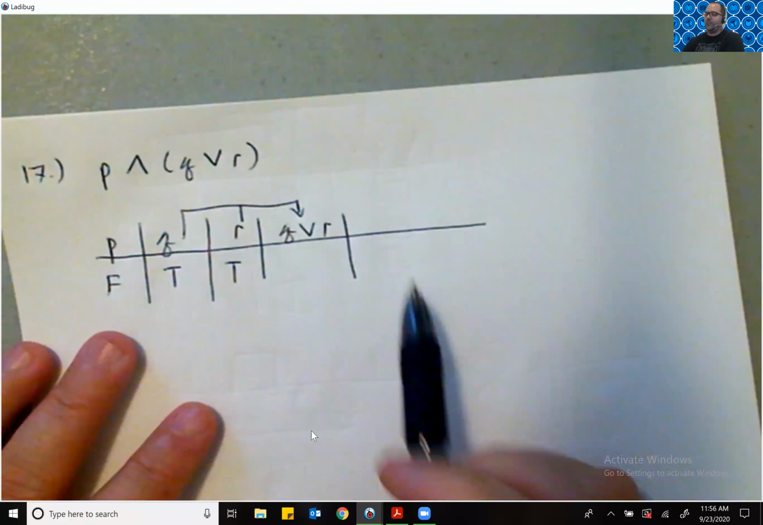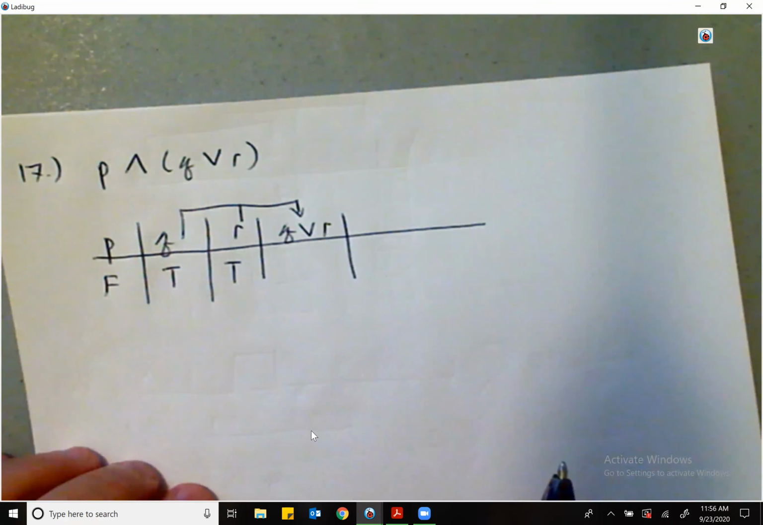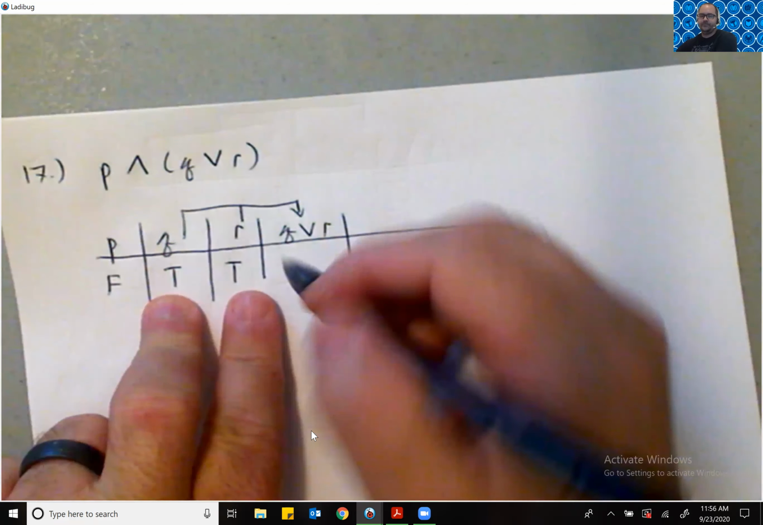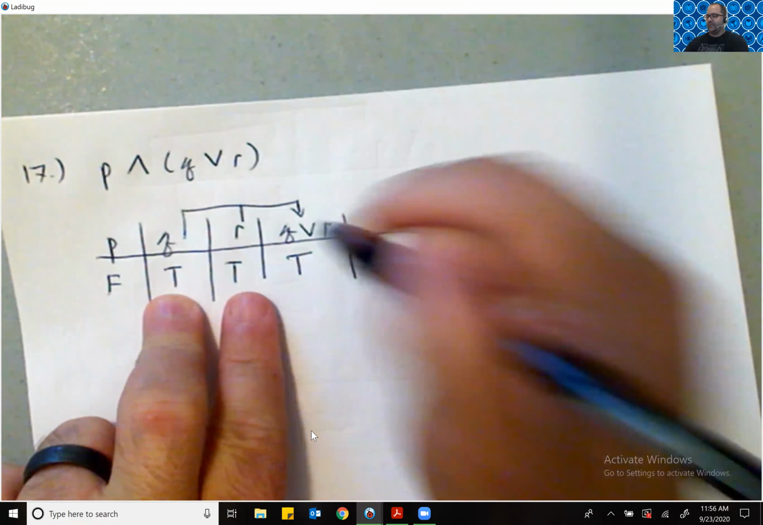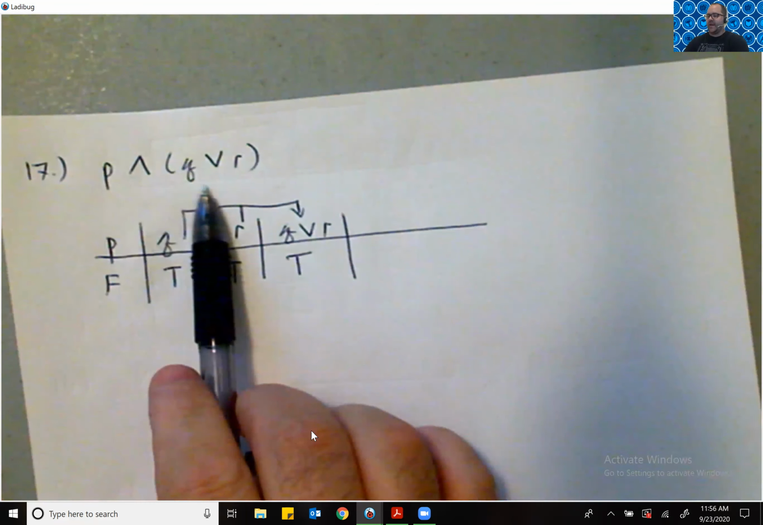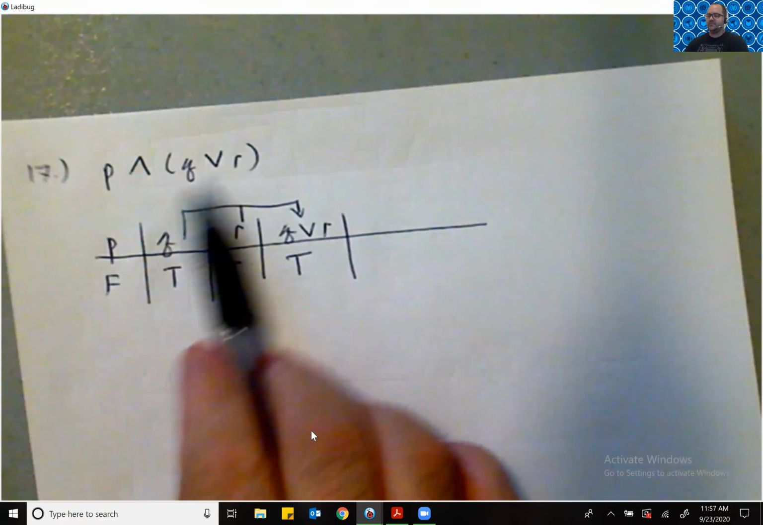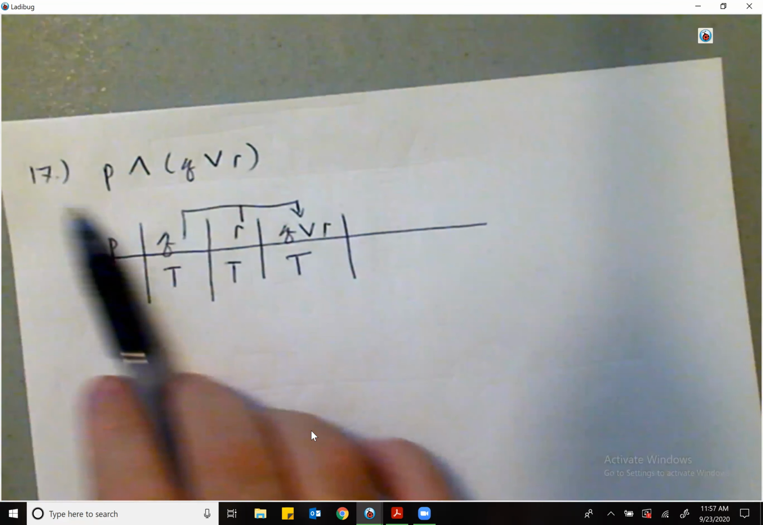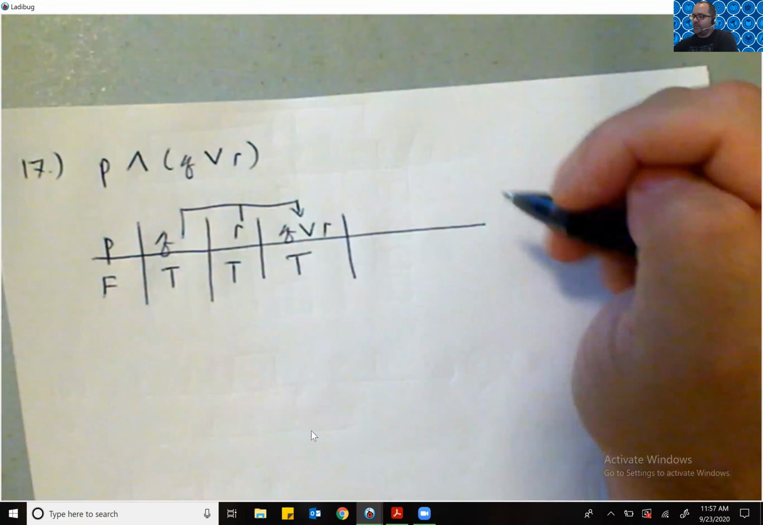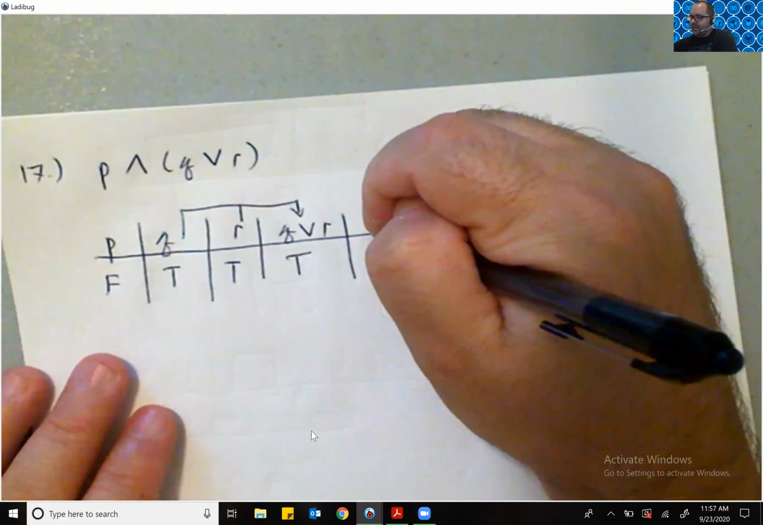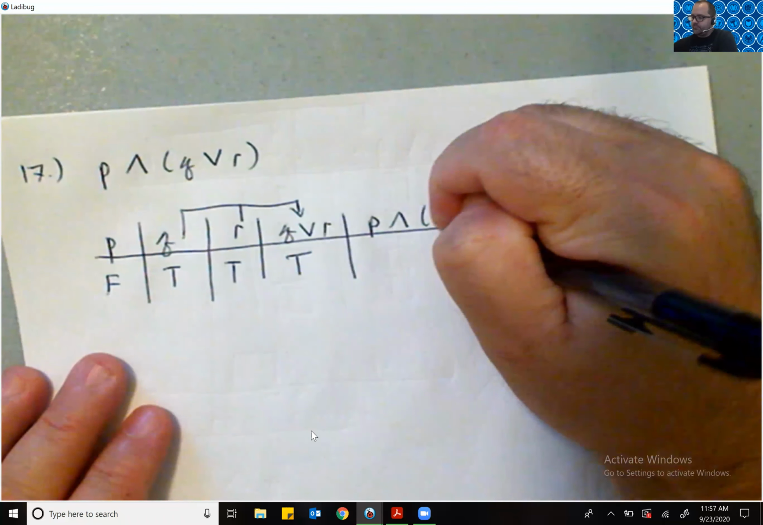So ors are only false when both are false. So I got true, true. That's true. All right. So we finished with the parenthesis. Now we're going to move to the outside. On the outside, do I have any negations? Nope. Do I have any ands or ors? We have an and. Okay. So we're going to do P and parenthesis Q or R.